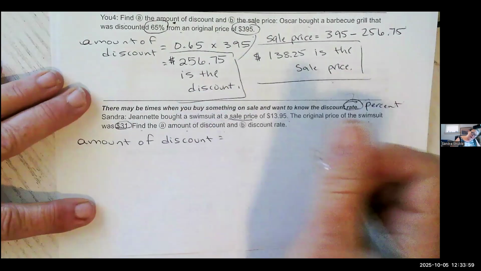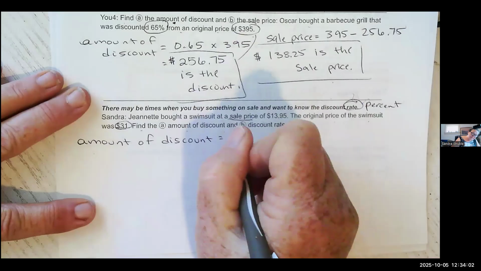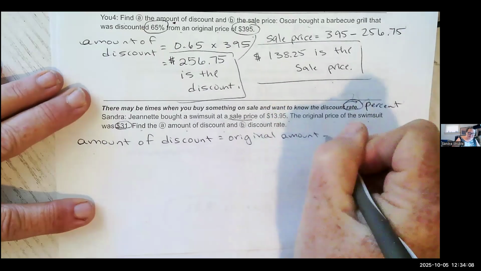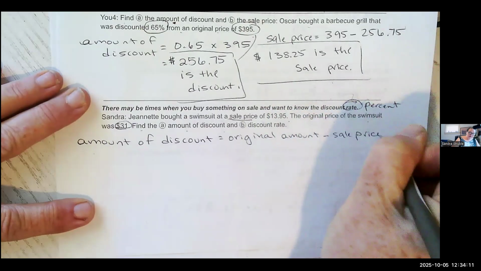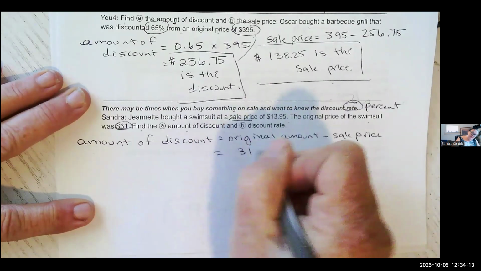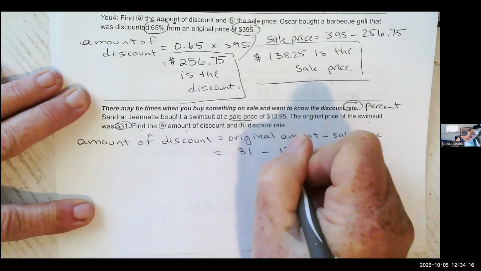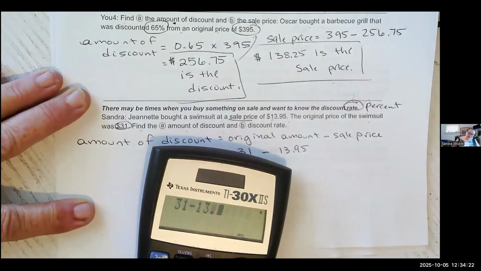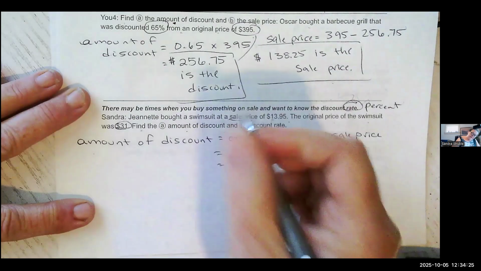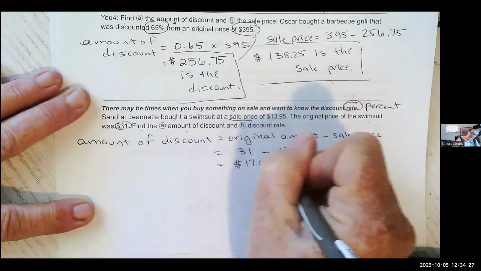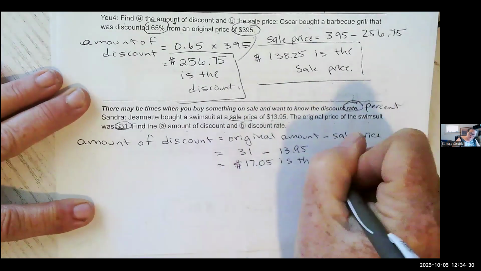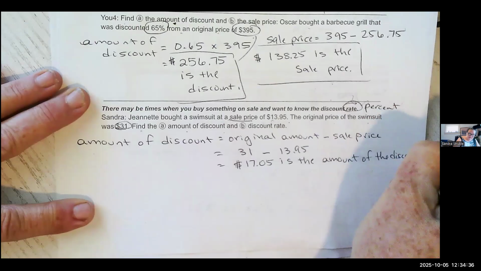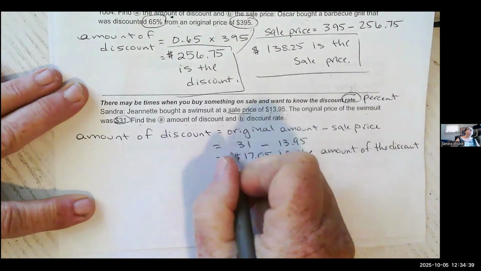So absolute, so the amount of the discount is just the original amount minus the sale price. And the original amount was $31 minus the sale price of $13.95. 31 minus $13.95 is $17.05. So the dollar sign, $17.05 is the amount of the discount. All right, there's the first answer.